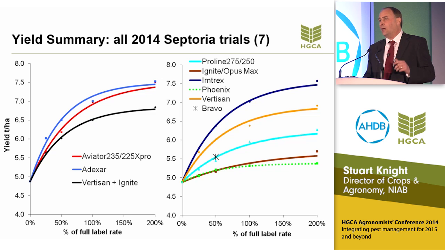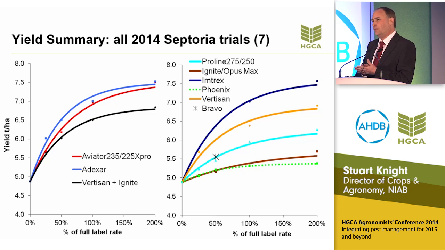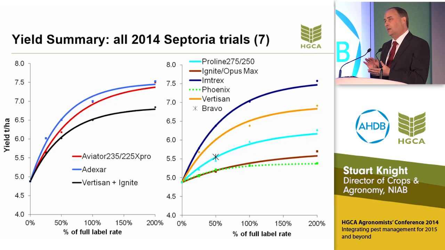I should say that if we look at the yields over years, which I haven't got a slide for, didn't have time to put that one in as well, two things if you look at the yields over time. Firstly, the Opus Max Ignite and Proline lines become much closer. The two products compare much more favourably over years because the performance was better in 2012 and 2013 from the Ignite. And secondly, the Ignite Vertizan yields compared more favourably with the other SDHI azoles if you look over years, again, because the performance was better in relative terms in the previous 2 years.